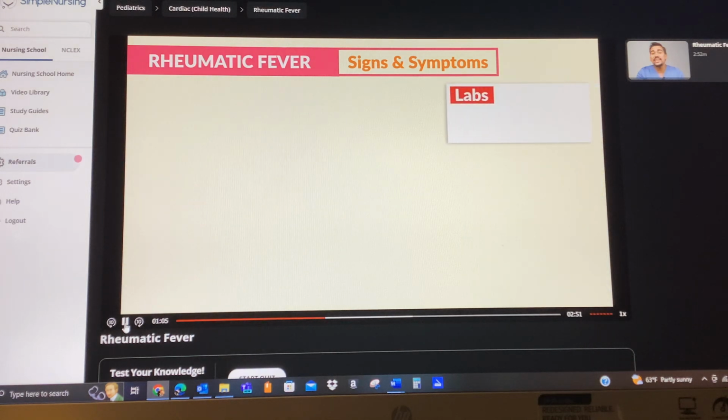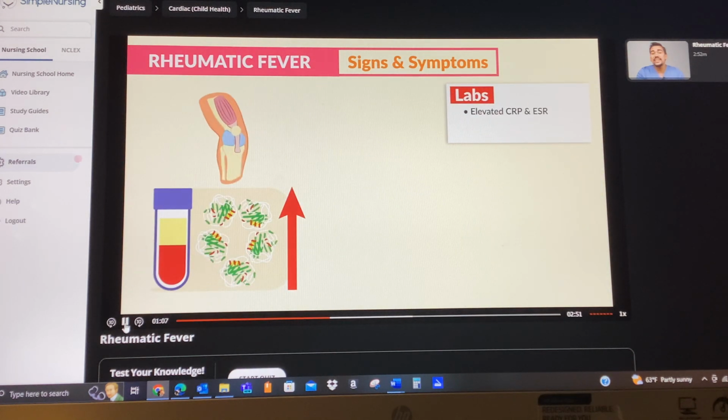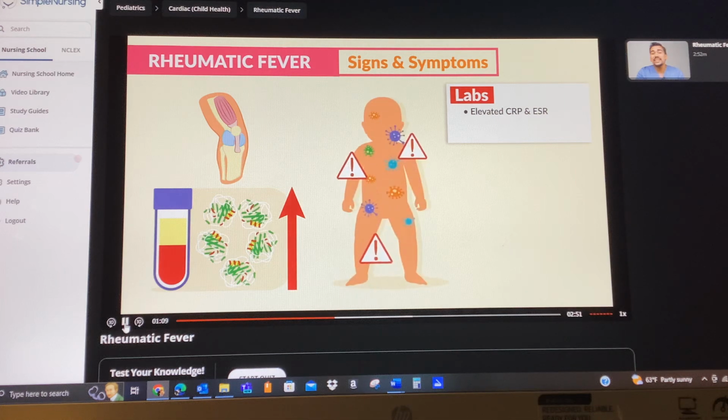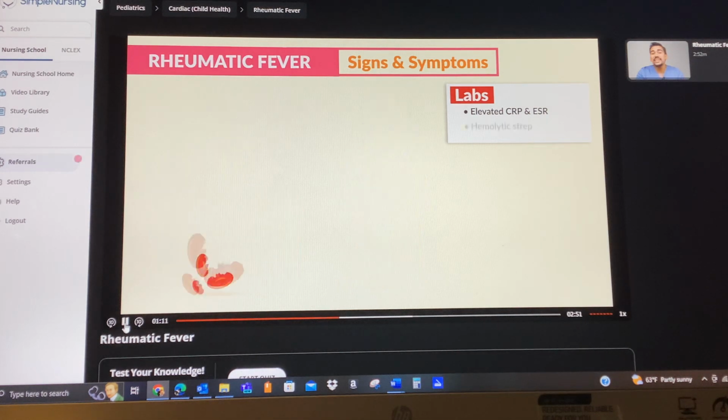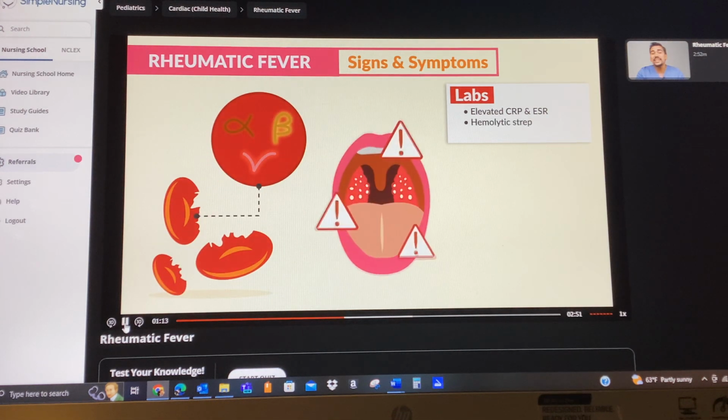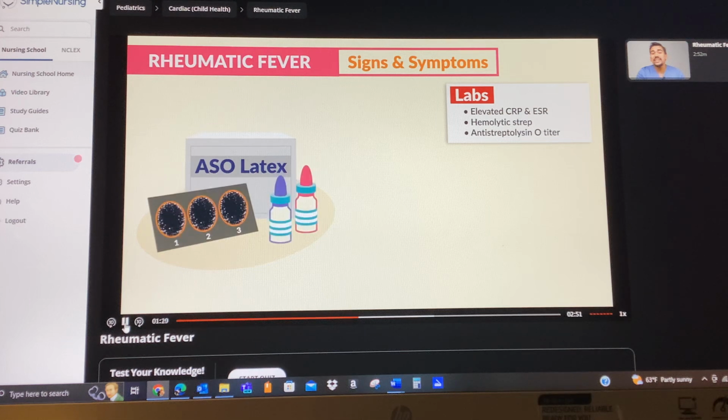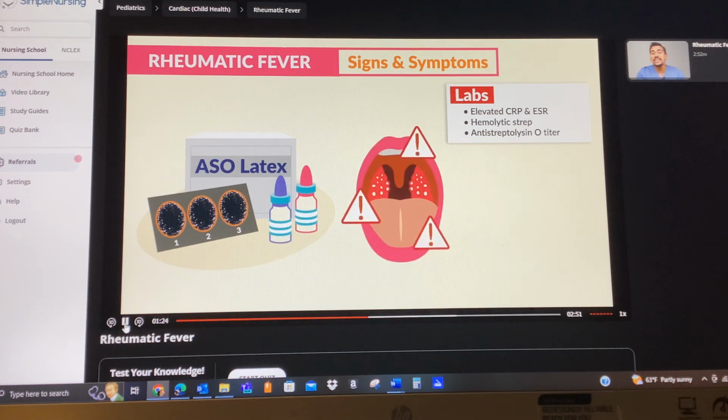Now in terms of labs, elevated CRP and ESR, which shows total body inflammation, as well as hemolytic strep, shows an active strep infection or streptococcus infection. And lastly, an anti-streptolysin O titer shows antibodies from a past or previous strep infection.